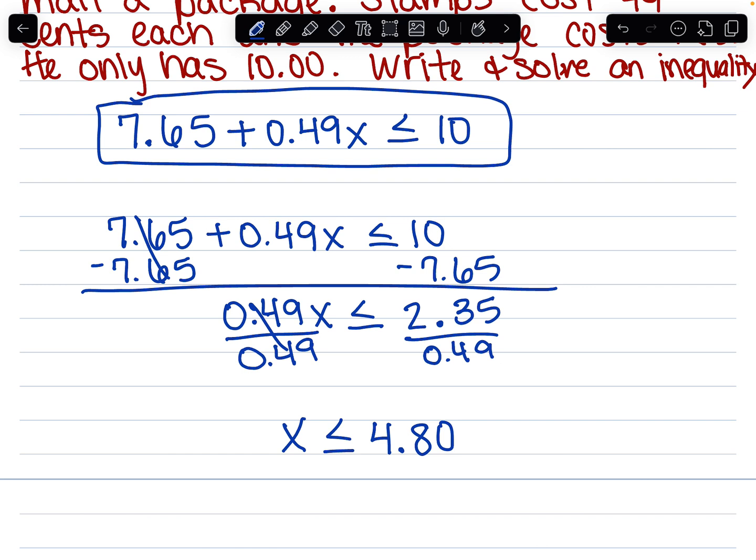So really, he can buy 4 or less, correct? Because we know he can't buy 5 because that's going to put him over the limit. So really, we can buy 4 stamps or less. But when we're solving, we can use an exact amount, so that's okay. Okay, feel okay with this?